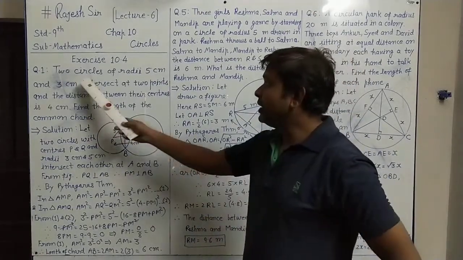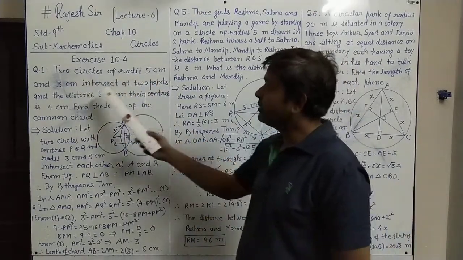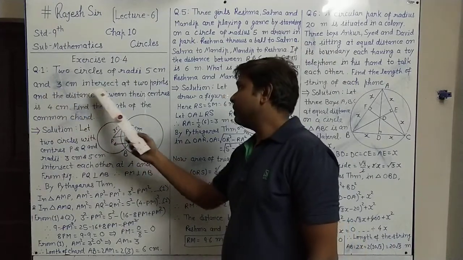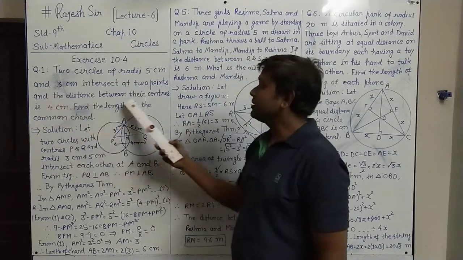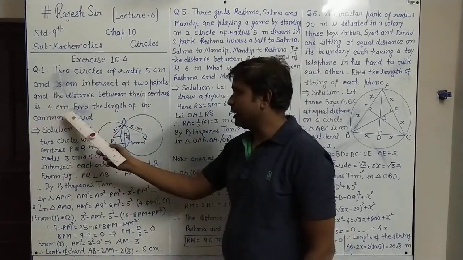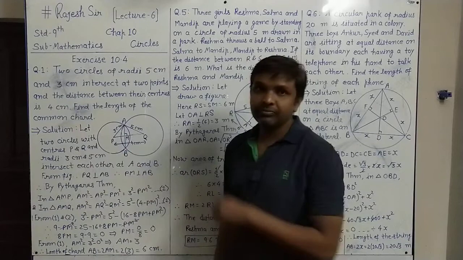So the question number 1 is: two circles of radii 5 cm and 3 cm intersect at 2 points and the distance between their centers is 4 cm. Find the length of the common chord.